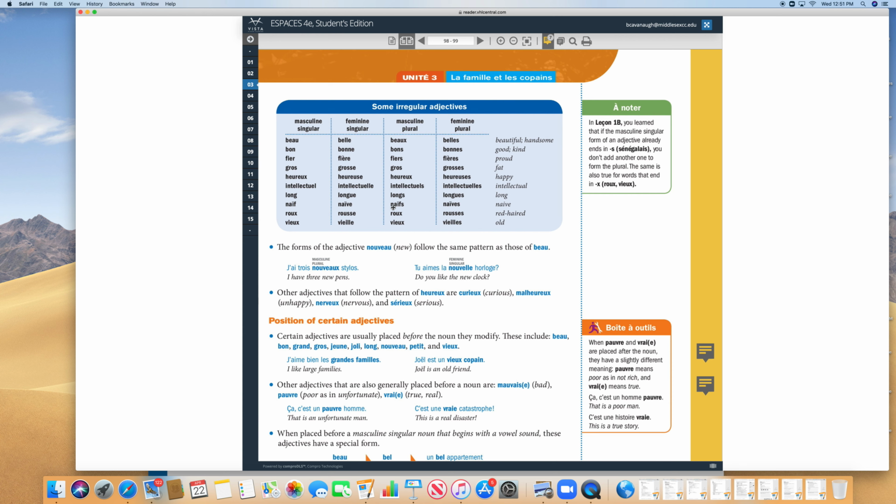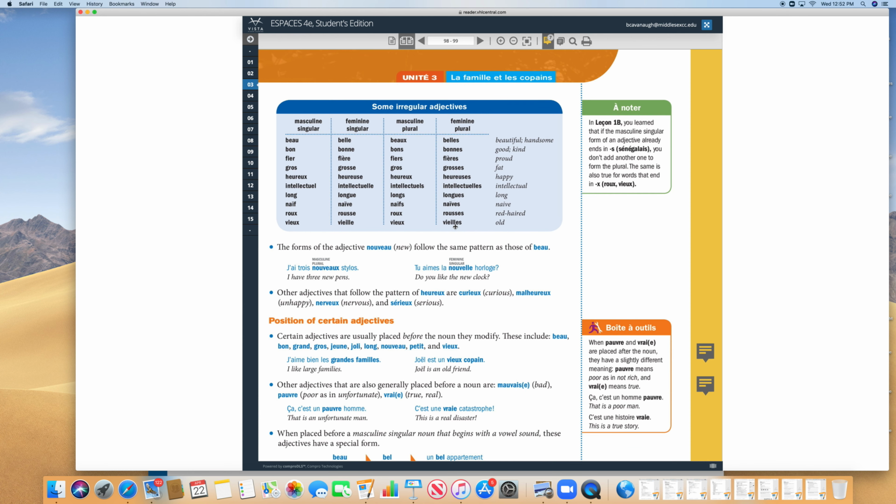Naïf, naïve. You see F becomes a V. And that's just like another word you just learned. Veuf et veuve, right? Roux means red-haired. This is the word red only for hair. And then you have vieux, vieille. Vieux, vieux, roux, same for plural. But vieille, for feminine plural, you add an S, okay? So you have a bunch of these things.